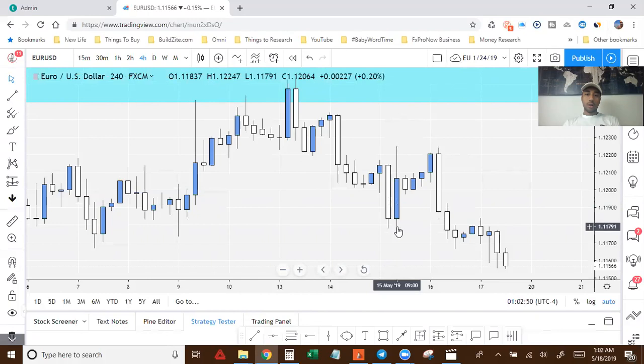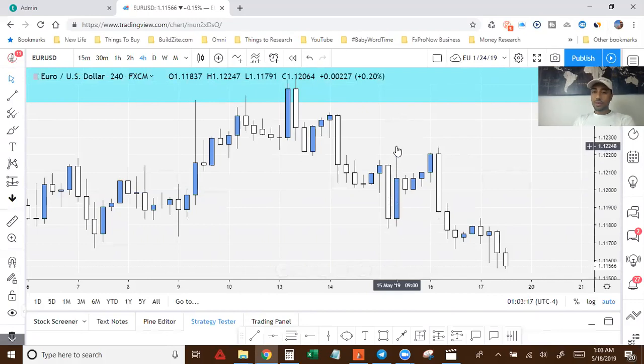So the lowest point, if you were to look to the right, where it says 1.11791. You see where it says L, meaning low, 1.11791. So that was the lowest point during that 4-hour time frame. Now, how do you know it's 4 hours? In the H4 time frame, that candle lasted 4 hours in total. All right, so that's the low.